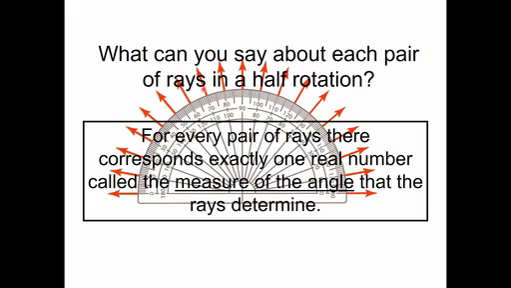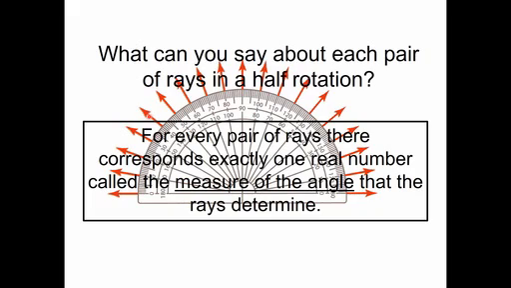For every pair of rays, there corresponds exactly one real number called the measure of the angle that the rays determine. I had pointed to 40 and 70. There's one real number that tells the measurement of that angle. That tells us what a protractor does. It measures angles. Kind of a complicated way to think about it to get there.